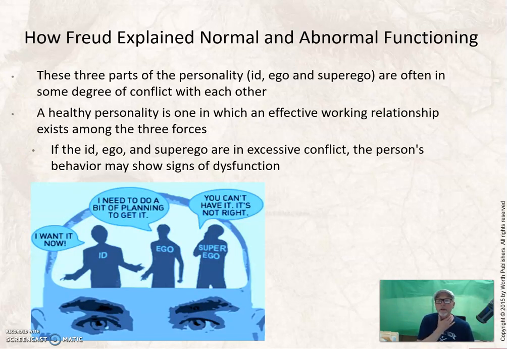And so these three parts of the personality, id, ego, and superego, are often in some degree of conflict with each other. And accordingly, a healthy personality is one in which an effective working relationship exists among the three forces. If, however, the id, ego, and superego are in excessive conflict, the person's behavior can show signs of dysfunction.